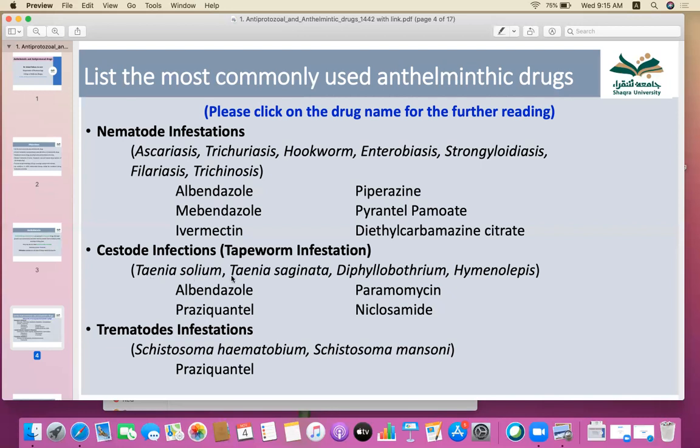If the infection is by cestodes, also termed tapeworm infestations, this includes Taenia solium, Taenia saginata, Diphyllobothrium, and Hymenolepis. If the infection is caused by this parasitic group, we can say cestode or tapeworm infestations. The drugs include albendazole, praziquantel, paromomycin, niclosamide. Here the spelling is PARO, it should be RO.